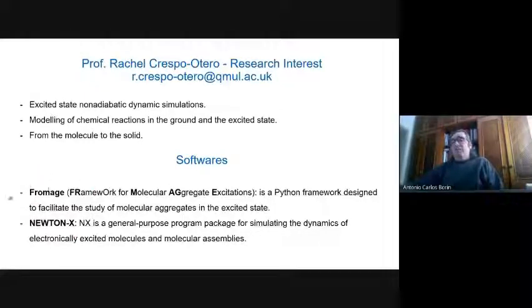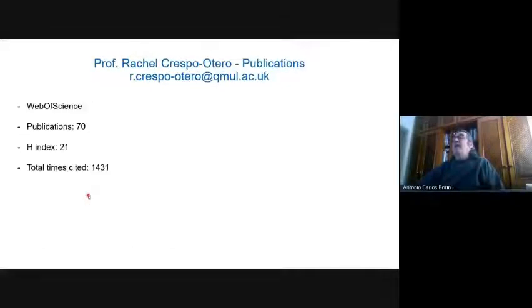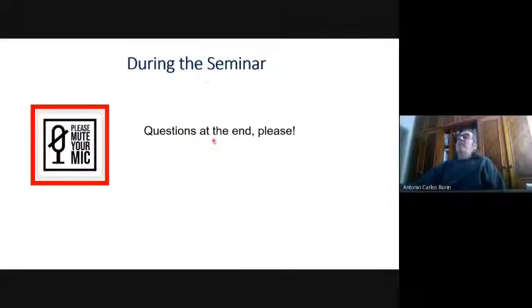And she is also the main author of Fromage. I think she's going to show us some results with this program. And just a few numbers. According to Web of Science, she has around 70 publications. And remember, she got her PhD in 2010, so a very young researcher. An h-index of 21, and around 1,500 citations. So it's a great pleasure to me and to us to listen to you today.